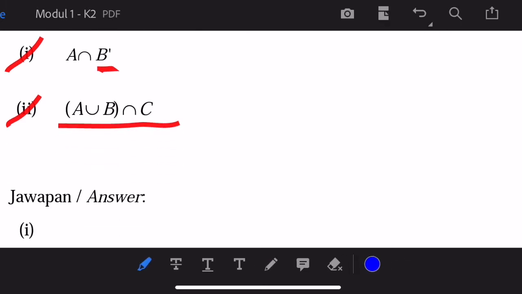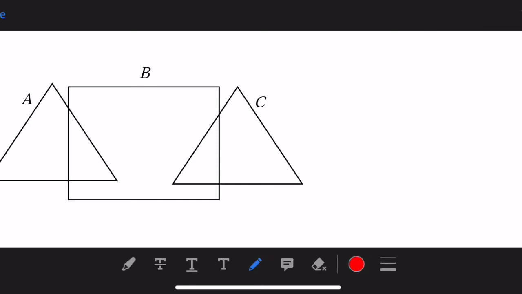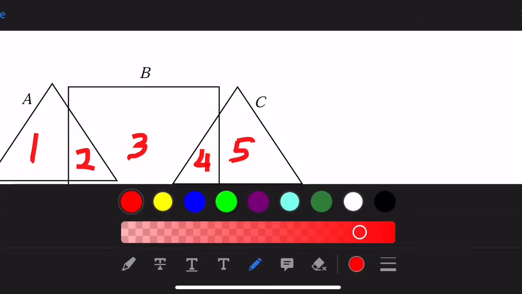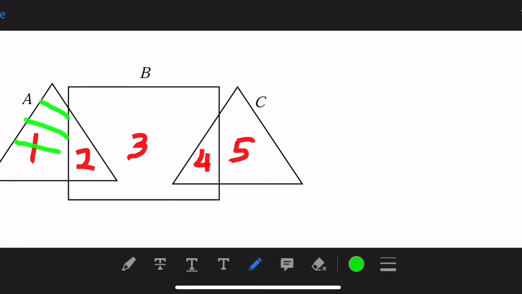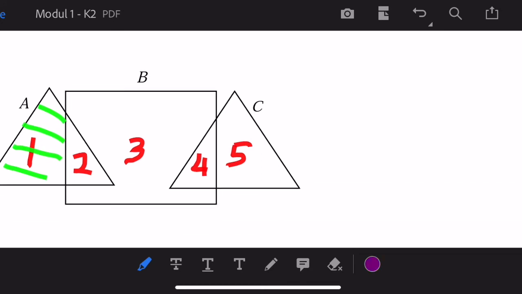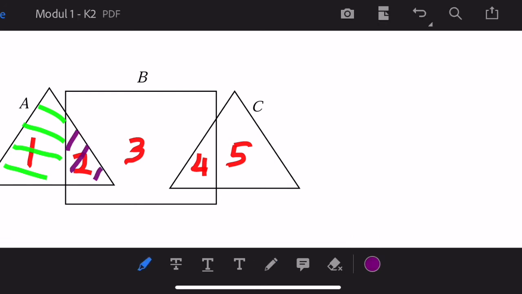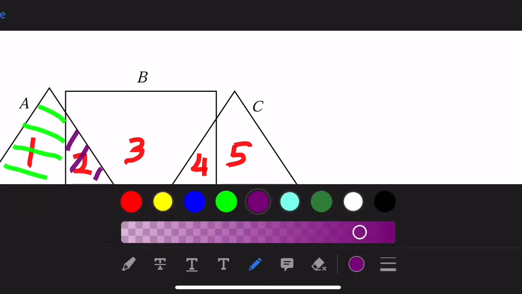So how to do this? I'm sure in Form 4 your teacher taught you the method of labeling the numbers 1, 2, 3, 4, 5. Understand? That means for each of the regions you put in one number to represent the region. Got it? For example, let's say for region A you have a green color, right? And for the region, maybe number 2, you want to have purple color. So one color is represented by one number. Got it? It's just like you are doing coloring.